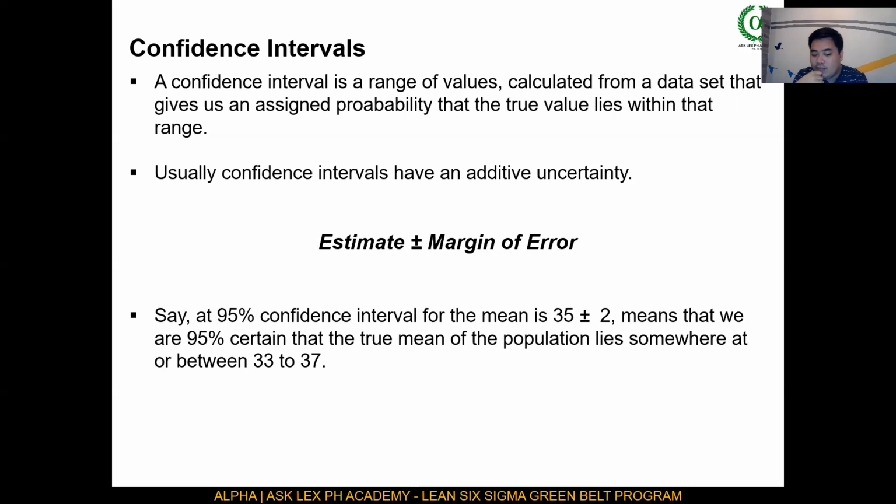Supposing, say in this example, at a 95% confidence interval, the mean could be 35 plus minus 2, which means that we are 95% certain that the true mean of the population lies somewhere between 33, which is 35 minus 2, and 37, which is 35 plus 2.